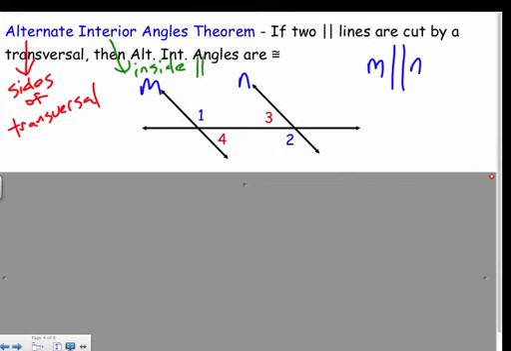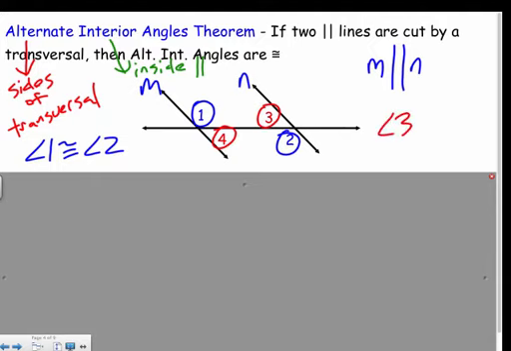Inside the parallel lines. So if I look at 1 and 2, they're on alternate sides of the transversal and they're inside the parallel lines. So we would say they are congruent. So angle 1 is congruent to angle 2 because they are alternate interior angles. Same thing with 3 and 4. They're on alternate sides of the transversal. They're inside the parallel, so they are alternate interior. So angle 3 is congruent to angle 4.